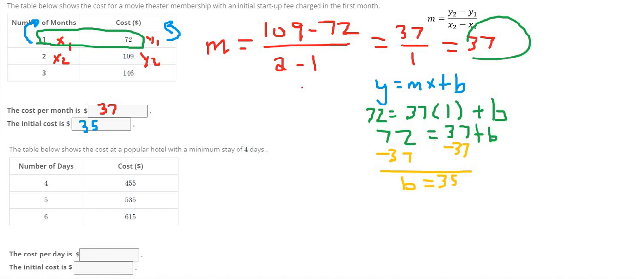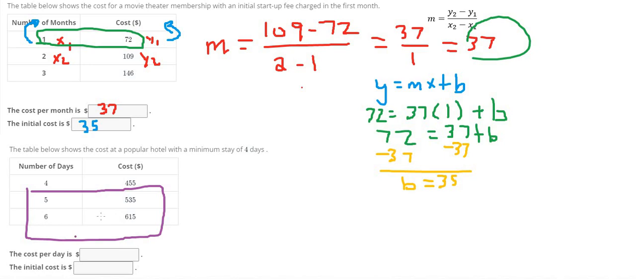And we're going to see that for the next one. The table below shows the cost of a popular hotel with a minimum stay of 4 days. Well, we want to find the cost per day. So again, we can use the slope formula. This time I'm just going to pick these 2 points. No particular reason. I'm just going to use them though.